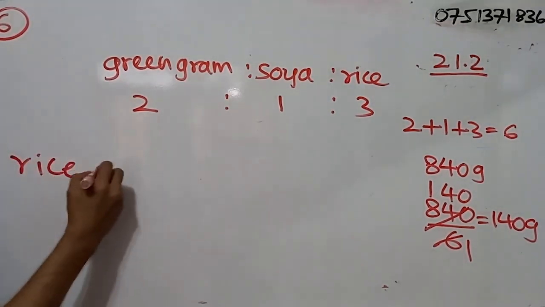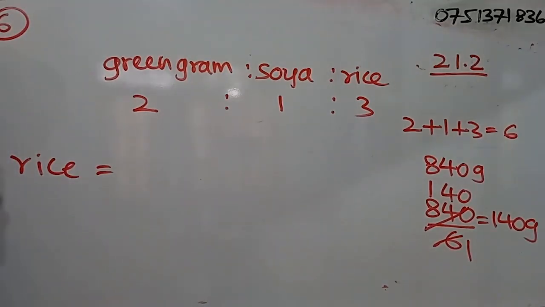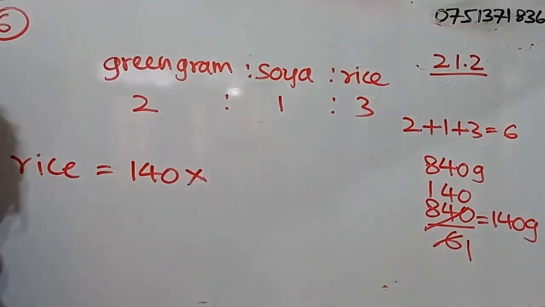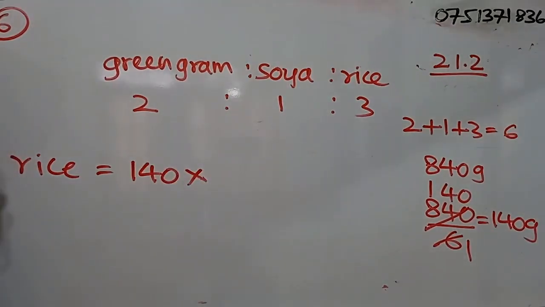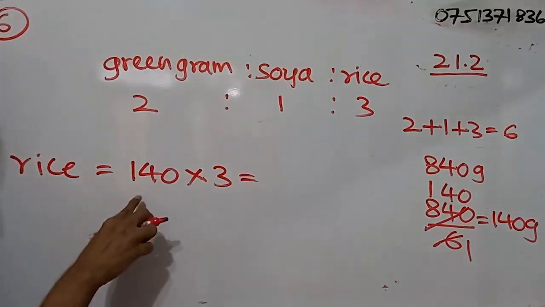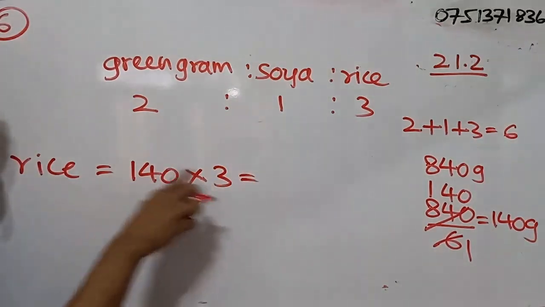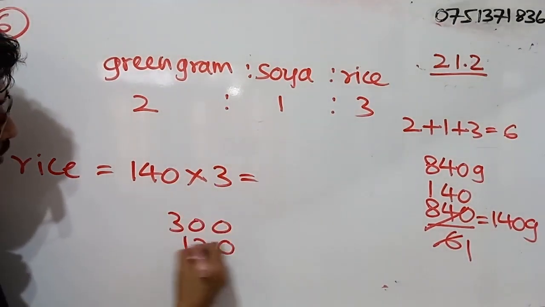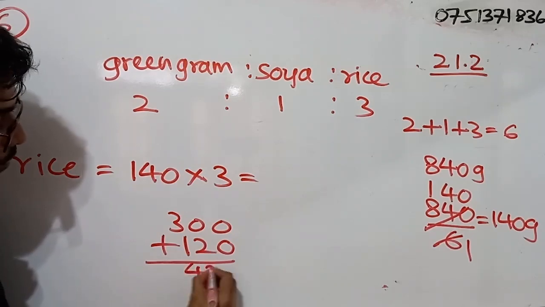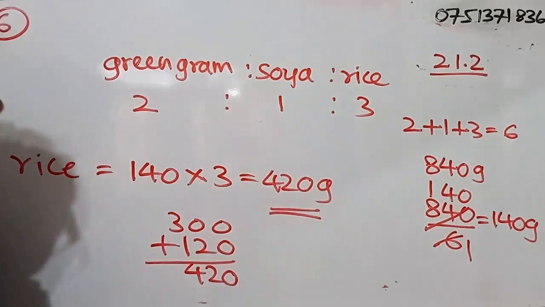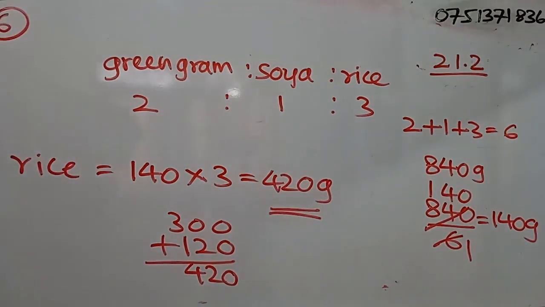So what will be the amount? What is the value of one part? 140 grams. How many parts are there regarding rice? 3 parts. So 140 into 3. 100 into 3, we know that's 300. 40 into 3, that is 120. So when we add these together, we get 420 grams. So the answer is 420 grams.